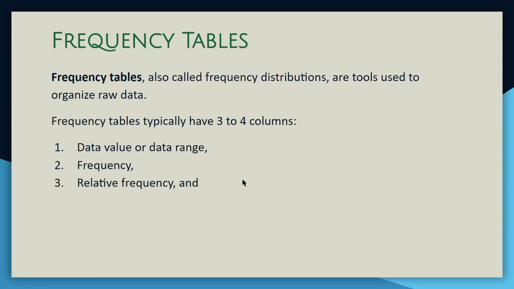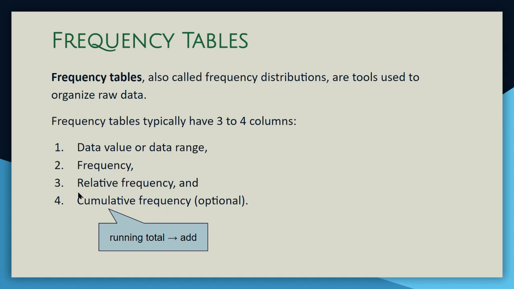That third column, which you usually do see included, is called the relative frequency. And the last column's optional, and that's cumulative frequency. And when you see cumulative in a math class, cumulative means a running total. So it's telling us we're going to add up some frequencies.